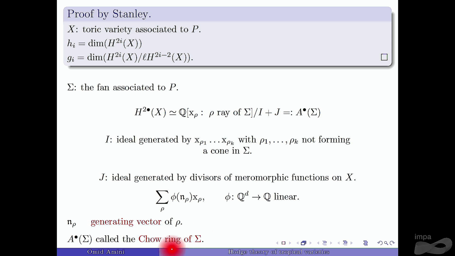If you take a fan which is not complete, which is not associated to a polytope, you can still define the corresponding toric variety. The cohomology is complicated, but the Chow ring somehow is simple. It has a certain number of generators and relations.